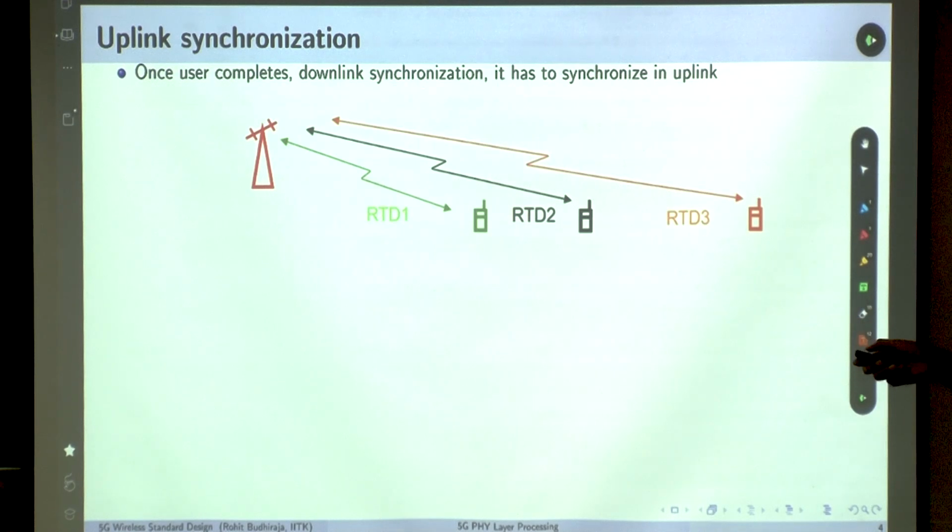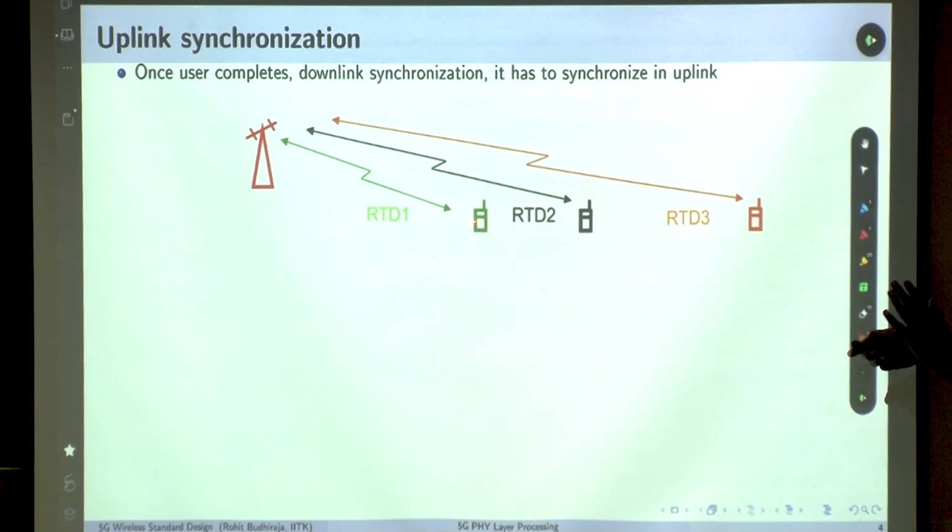Now, this user is the closest to the base station, and this user is farthest from the base station. What is this RTD? This is round trip delay. The base station will transmit the signal, and the user will receive it with some delay. This delay will be smallest for this user and largest for this user. We understand that.